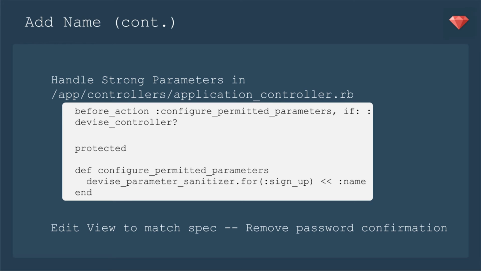Now we need to be sure that name will be saved for our new member. We will need to tell Devise about the name. In our application controller, we'll add configure permitted parameters method that tells Devise what new parameters it should allow.